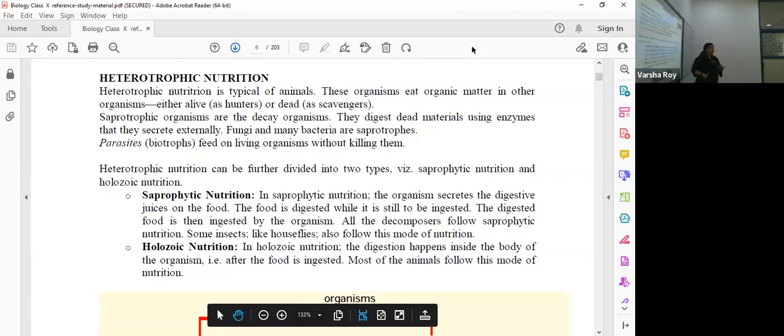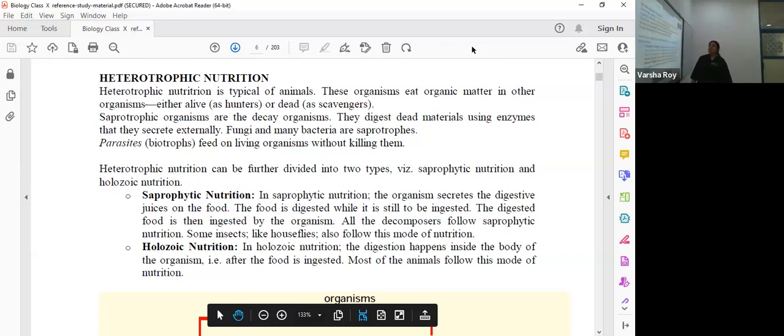Fungi and bacteria. Now parasites, like biotrophs, feed on living organisms without killing them, right? But they are harmful to the hosts on the body of which they live, inside or outside. So parasites could be endoparasites or ectoparasites. Can you give an example of endoparasites and ectoparasites both? Endo is tapeworm, and ecto, especially in plants, otherwise leeches, mosquitoes.